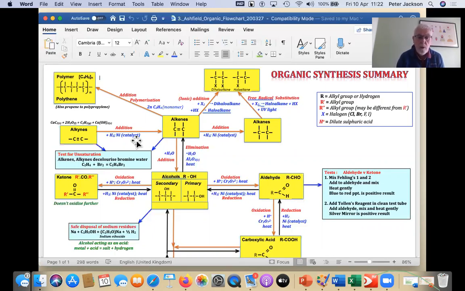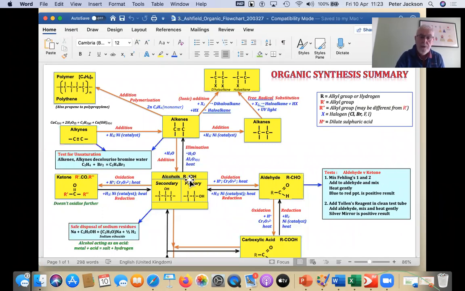So what we did earlier too is we made an alkene, we made ethene by an elimination reaction, removing water from ethanol using the catalyst and dehydrating agent aluminium oxide and heat. So that turned our primary alcohol into an alkene.